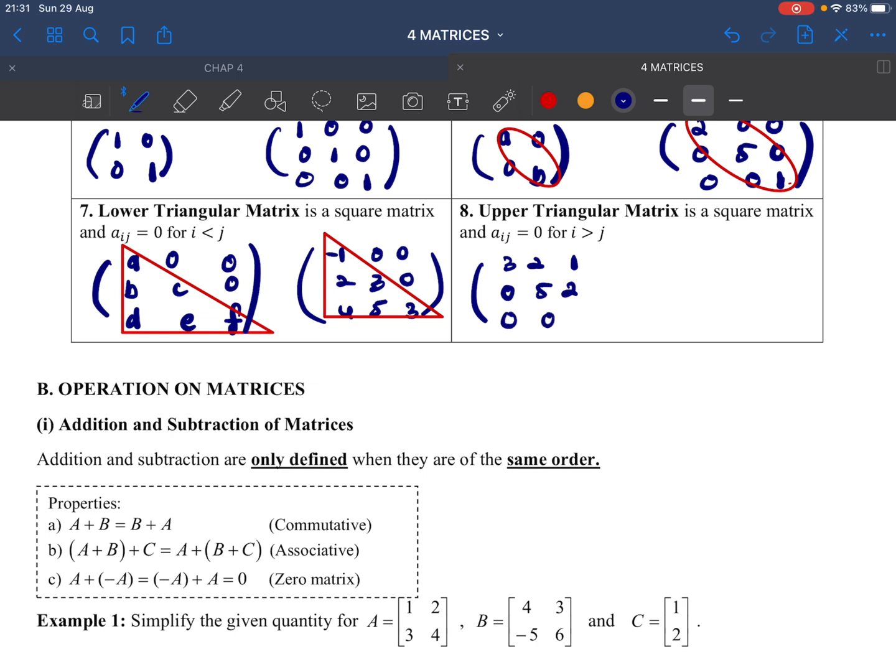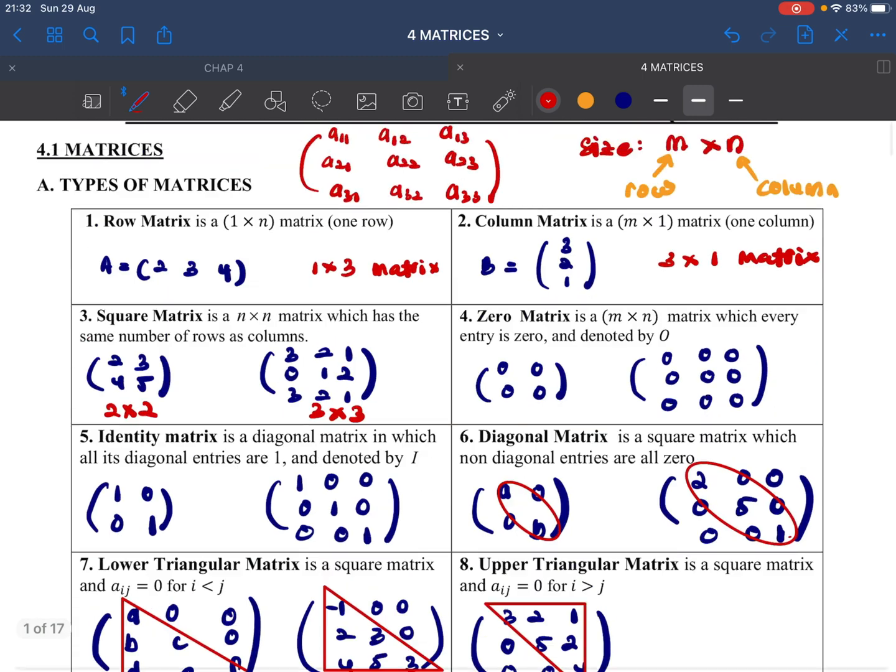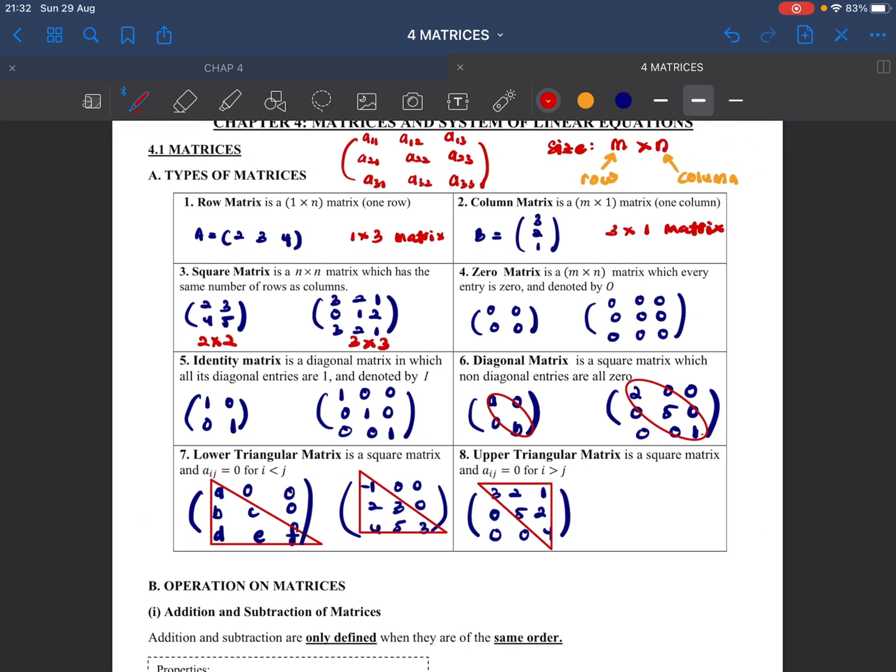Sekejap, macam salah je. Betul lah. 4 contoh. Kat sini. So, yang atas ni pula ada nombor instead of yang bawah. Okay. So, that is your type of matrices. So, kamu kena tahulah type of matrices ni.